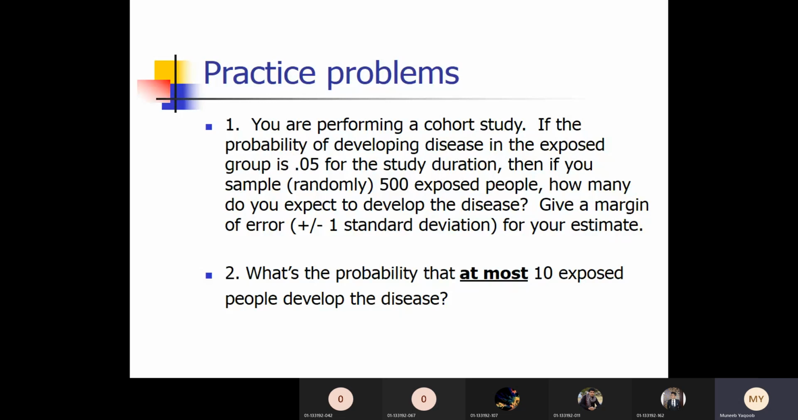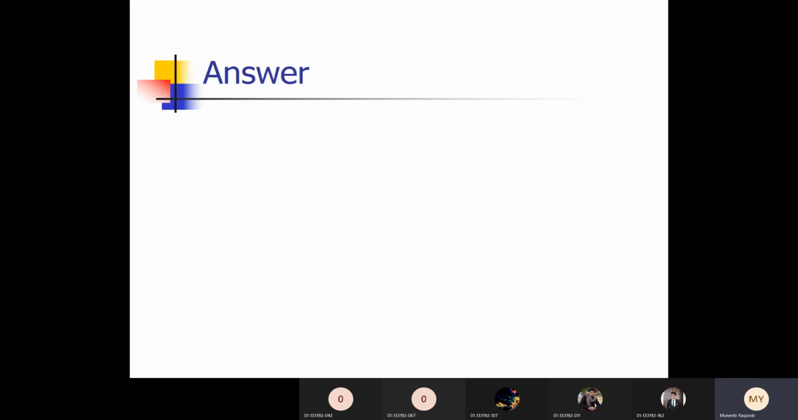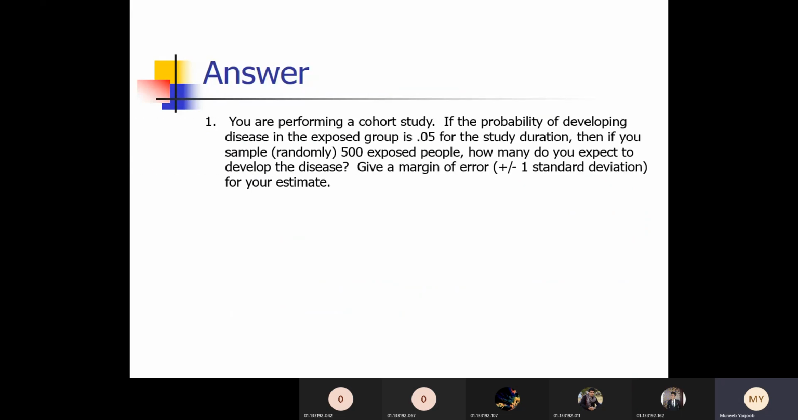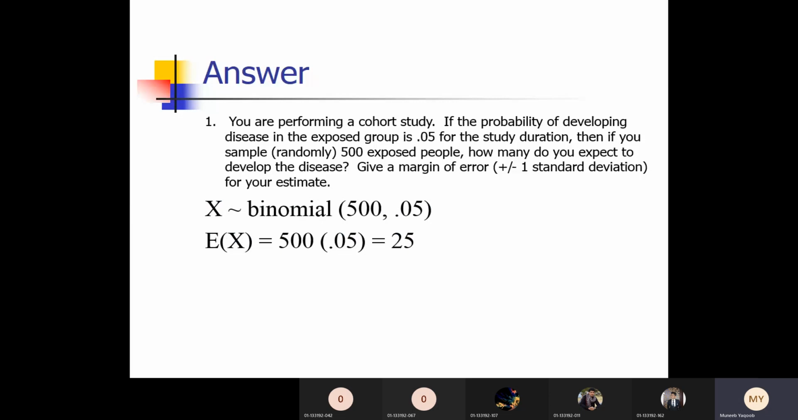Now they are saying to give a margin of plus minus 1 standard deviation. So we will compute the mean, and then we will compute the variance and standard deviation. Then we will add or subtract 1 standard deviation from the mean value to get the required margin. So first of all, let me just show the calculation for this first part. For calculating the expectation or mean of the random variable, we multiplied 500 with 0.05, and hence we got expectation of x equals 25.